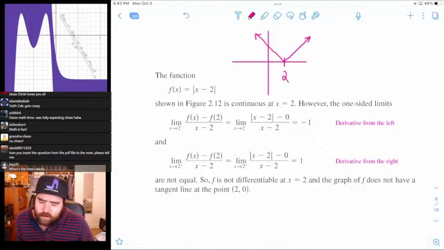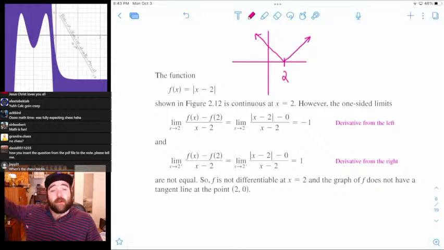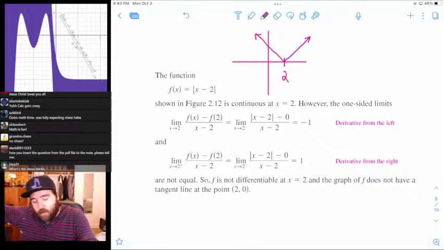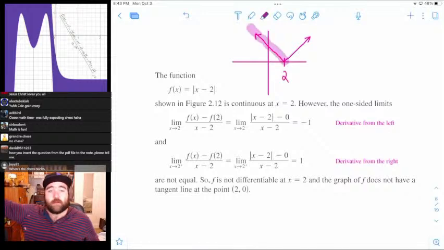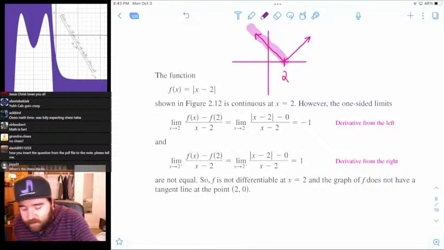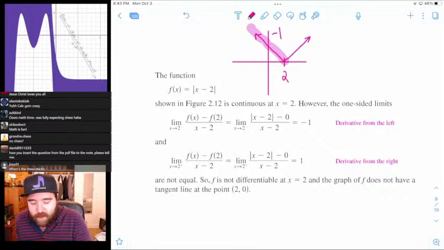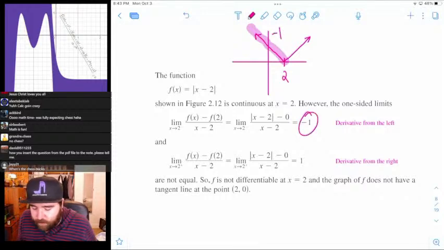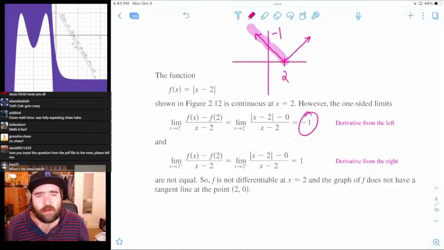They want you to notice the derivative on the left side. What's the derivative on the left side of 2? Of this line right here. We'll see how it's just a line. And if you know absolute value, that should be negative 1. That's what that tells us right there. You see, they actually calculated it, but you can just look at it. It's a line. That slope is negative 1.